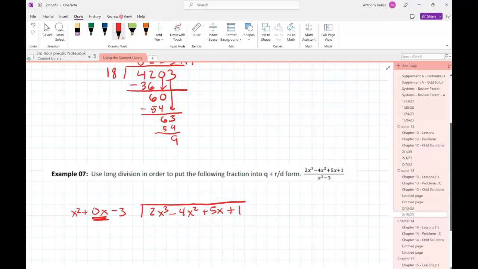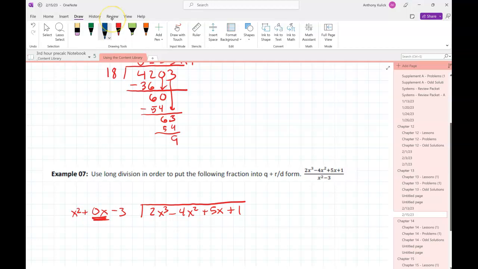Now, is it critical that I do that? No, but it helps. It's going to help keep everything lined up so I don't have to think about it later on. So I'm going to include it because it's going to help.